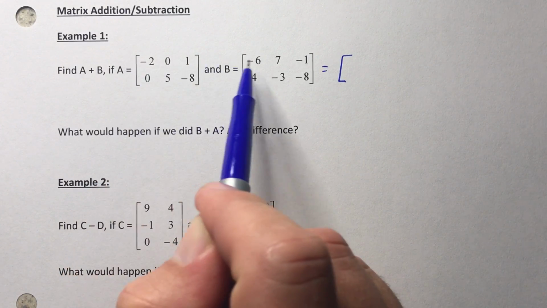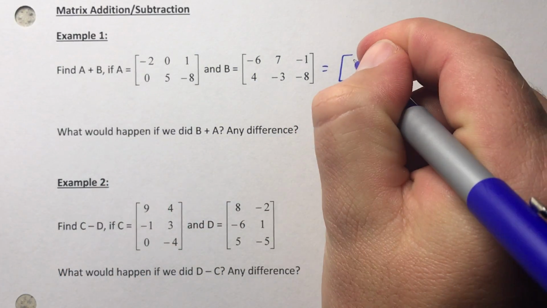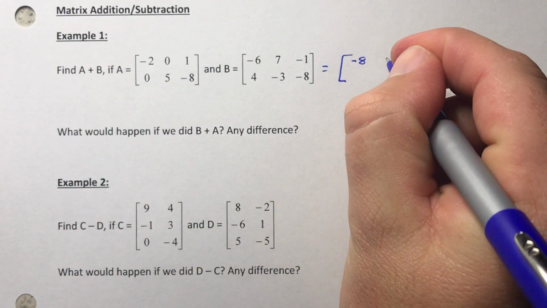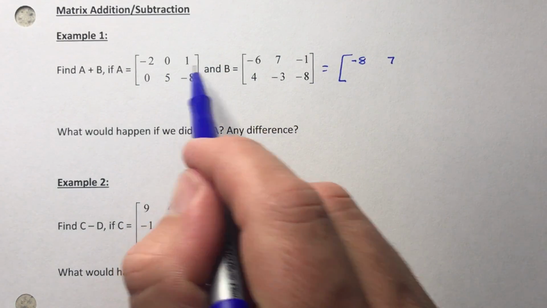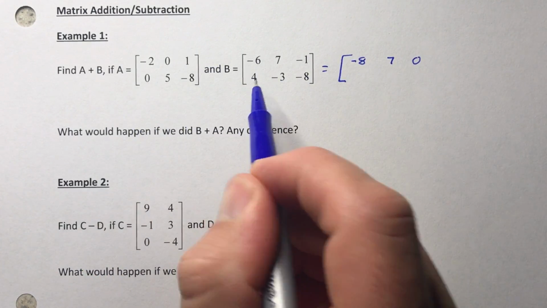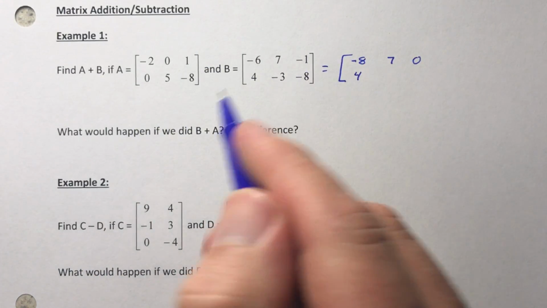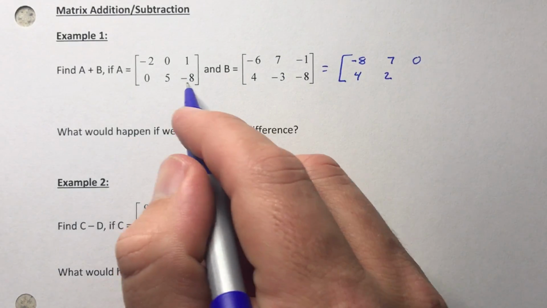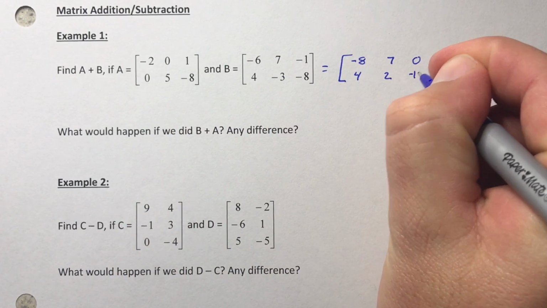So -2 plus -6 gives me -8. 0 plus 7 gives me 7. 1 plus -1 is 0. 0 plus 4 is 4. 5 plus -3 is 2. And -8 plus -8 is -16.